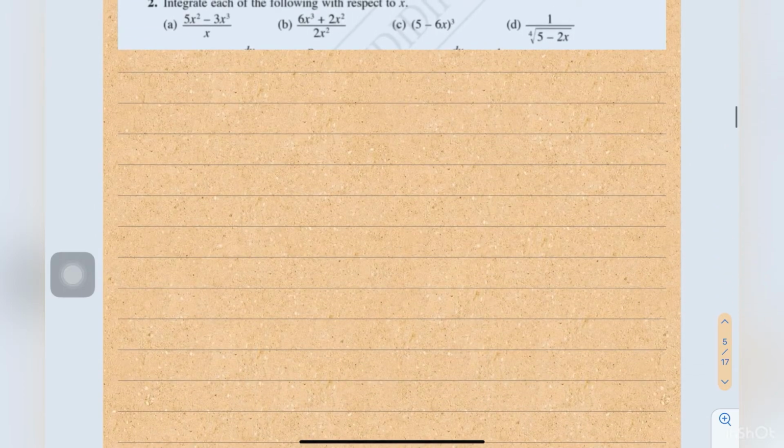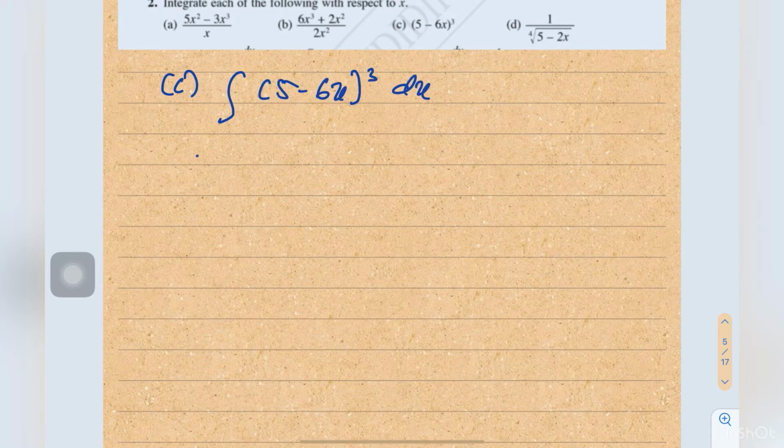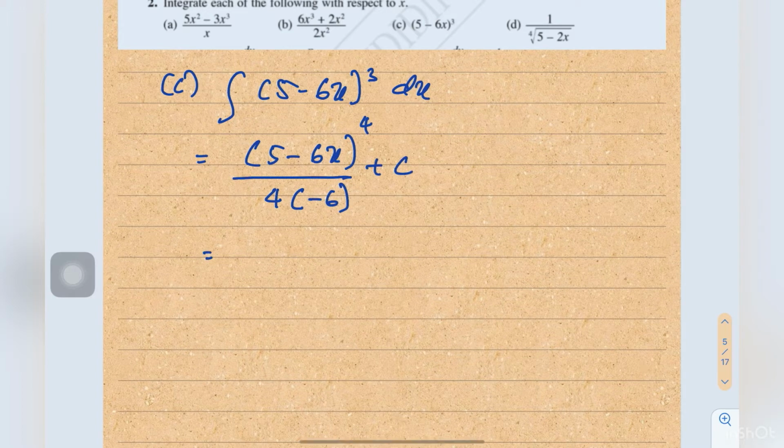Number 2c. Integrate 5 minus 6x cubed dx. So this is a composite function. So we integrate 5 minus 6x power of 3 plus 1, 4, over 4. Then we differentiate the function in the bracket, which is negative 6, plus c. So finally, the answer is negative 5 minus 6x power of 4 over 24 plus c.